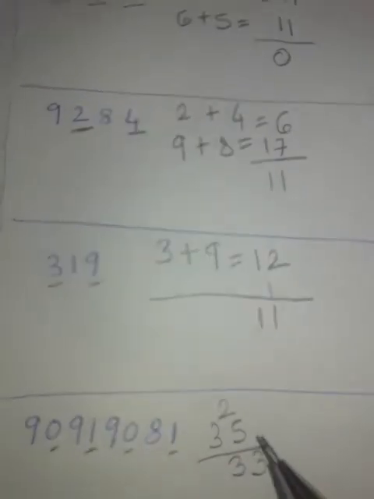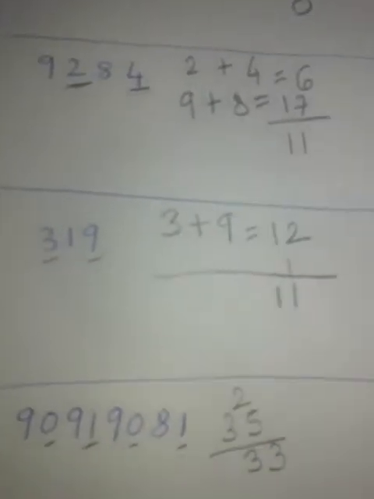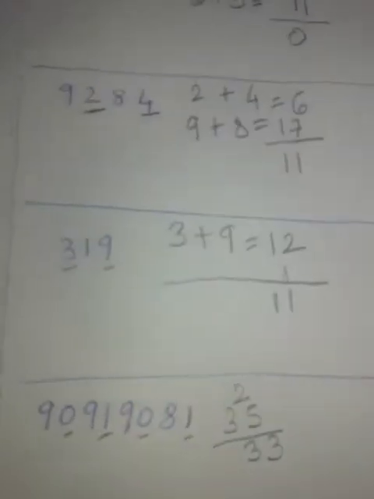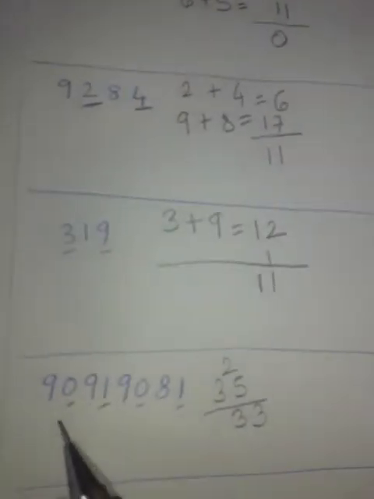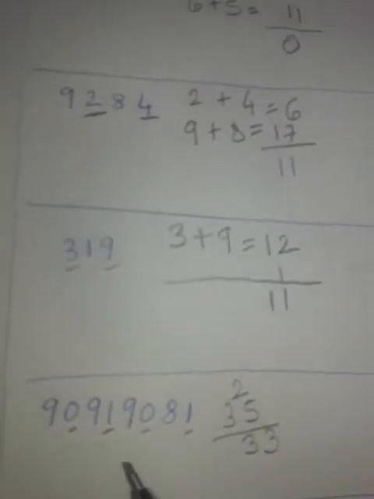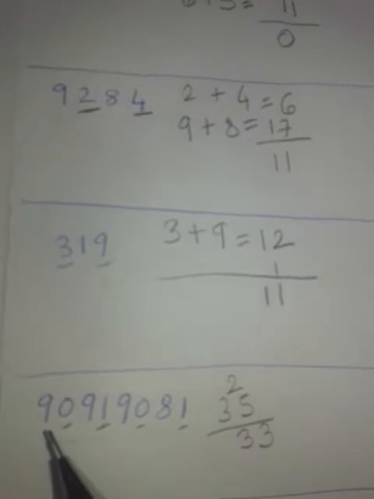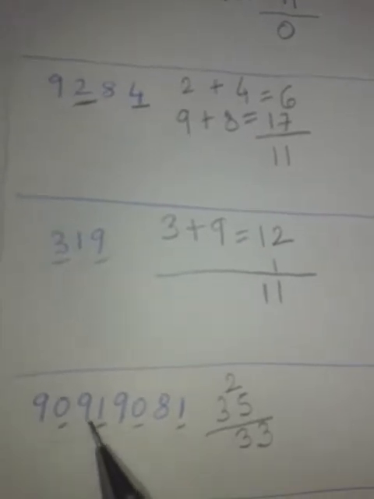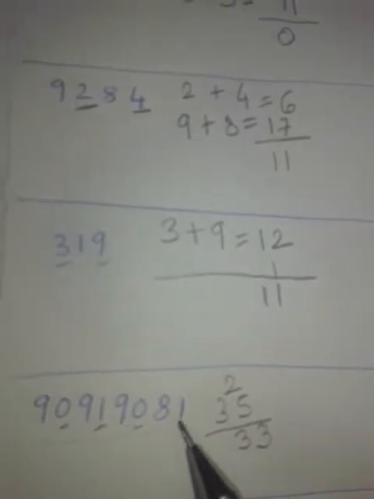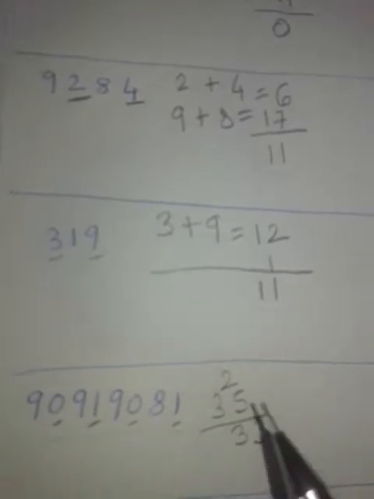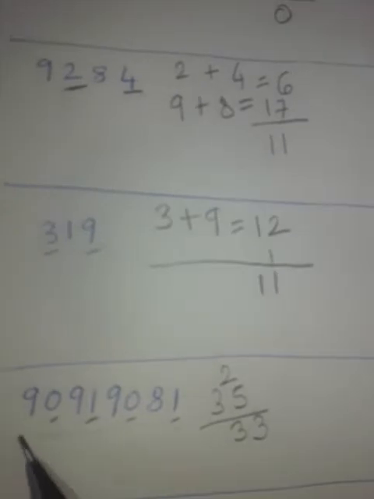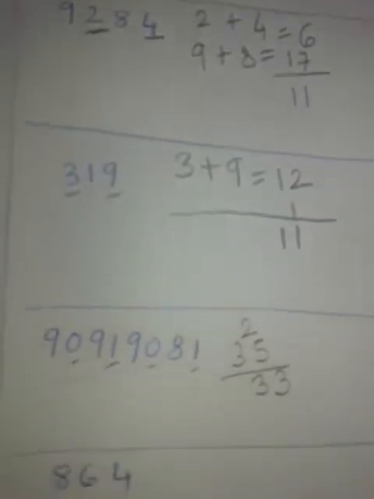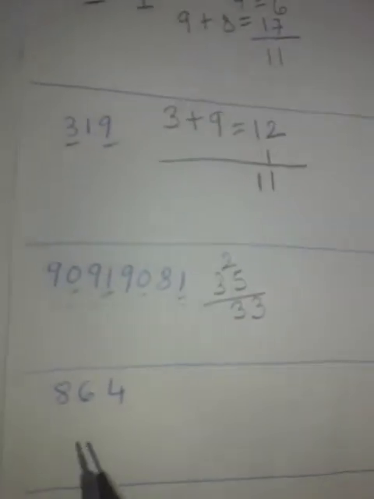See, it's not 2 minus 35 or 35 minus 2, whatever you want to do, but we have to find the difference between 2 and 35. Difference is 33, so that means this number is divisible by 11. What is this number? It is 9 crores, 9 lakhs, 19,081. It's a big number, but just by doing these two steps, we come to know whether it is divisible by 11.